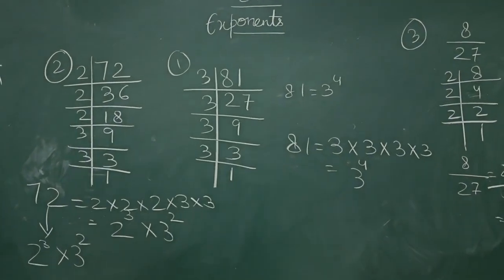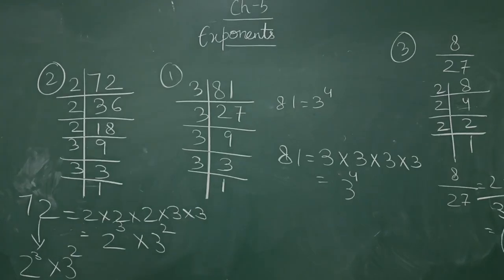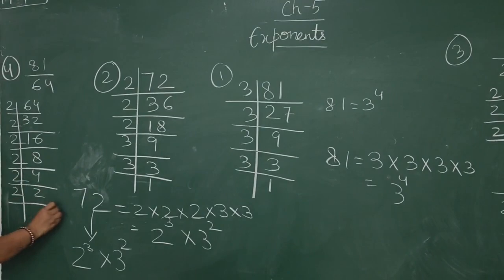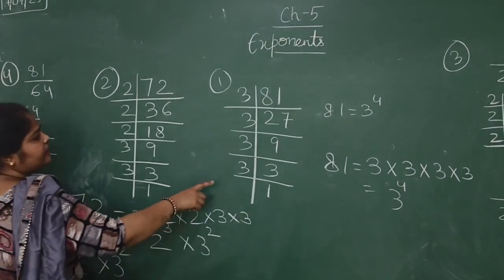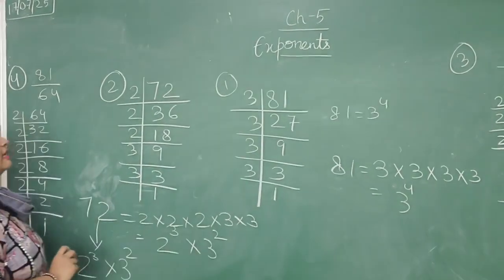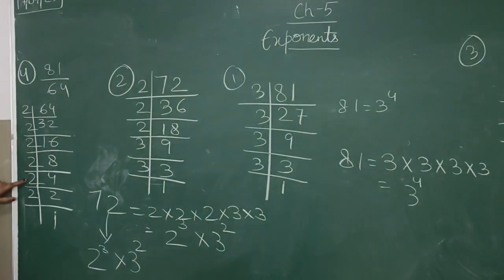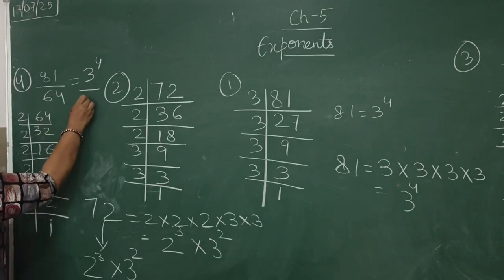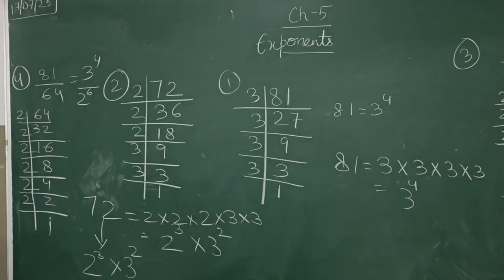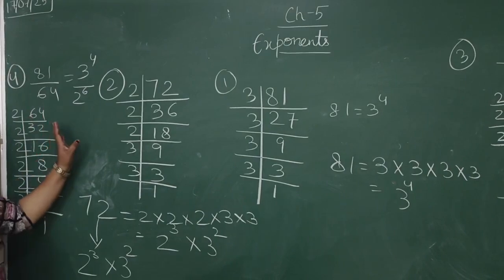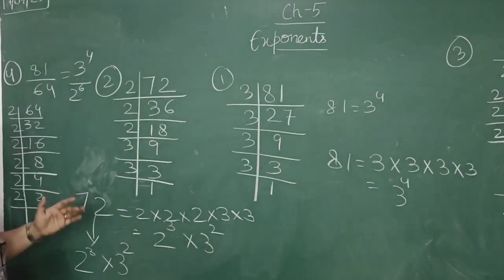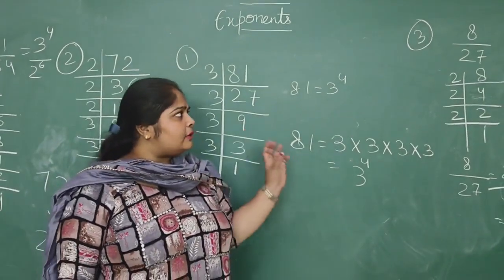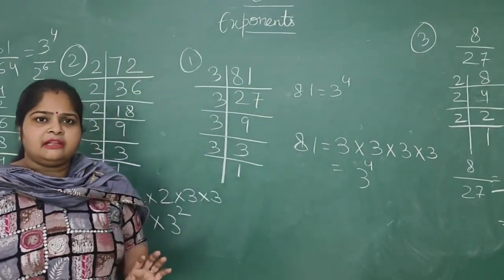32, 16, 8, 4. Again this number has the same factors, but here 3 appears 1, 2, 3, 4 times, and here 2 appears 1, 2, 3, 4, 5, 6 times. So 81 will be equal to 3 to the power 4 and 64 will be 2 to the power 6. So don't get confused that it is not correct, it is the right form, because the factors of both the numbers are different. So that is okay. But keep this in mind that the numerator and denominator's LCM should be taken separately.